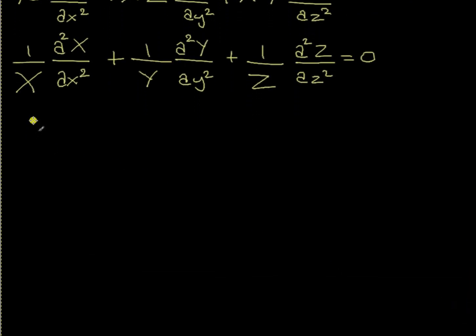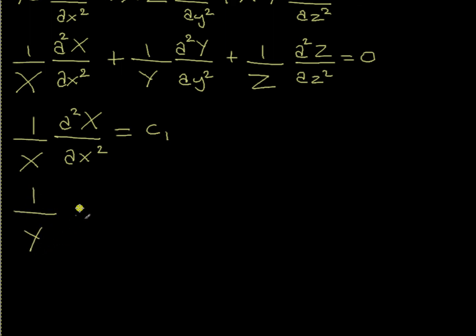So 1 over the function x times the second partial derivative of that function with respect to x squared. This needs to be a constant c1. The same thing for the second term. And similarly for the last one.